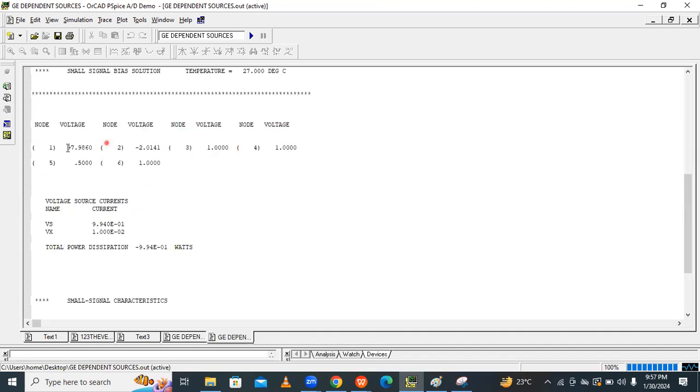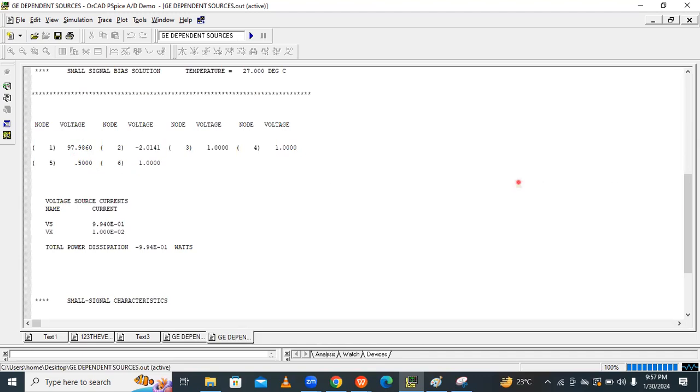Node voltage 1 is 97.9860, and node 2 is 2.0141, node 3 is 1, node 4 is 1, node 5 is 0.5, node 6 is 1. Like this we get the results.